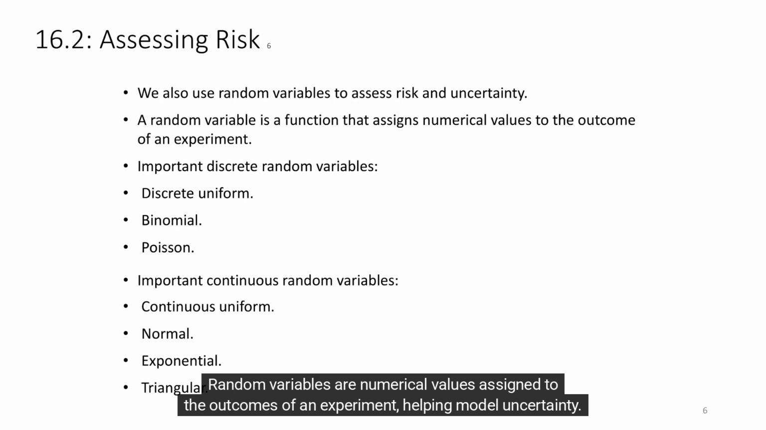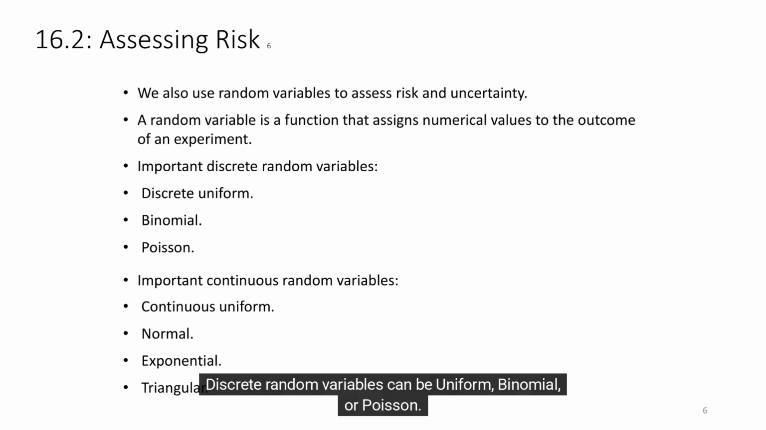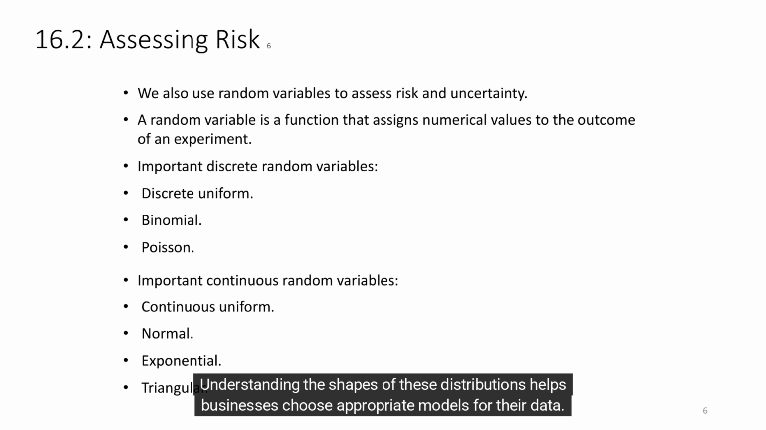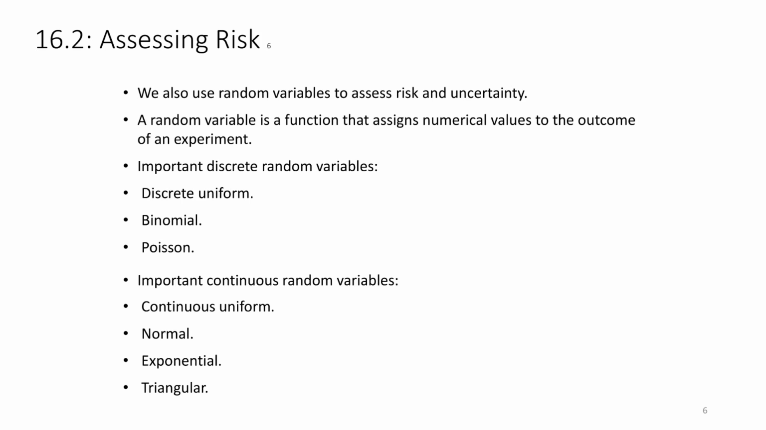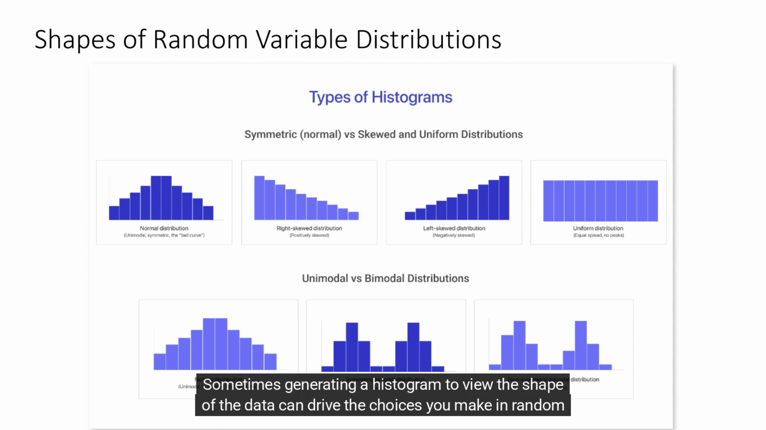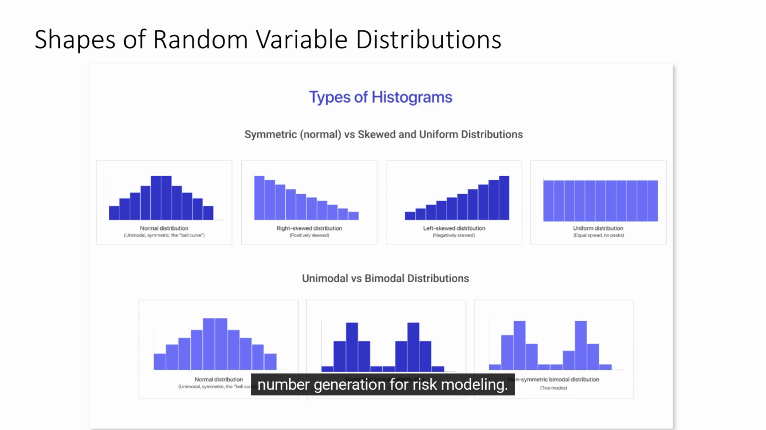Random variables are numerical values assigned to the outcomes of an experiment, helping model uncertainty. Discrete random variables can be uniform, binomial, or Poisson. Continuous random variables can be uniform, normal, exponential, or triangular. Understanding the shapes of these distributions helps businesses choose appropriate models for their data. The shapes of some but not all of the different distribution types are presented here. Sometimes generating a histogram to view the shape of the data can drive the choices you make in random number generation for risk modeling.